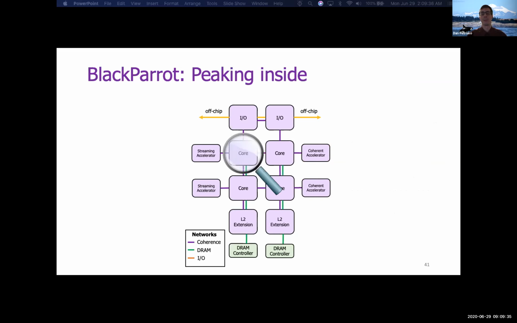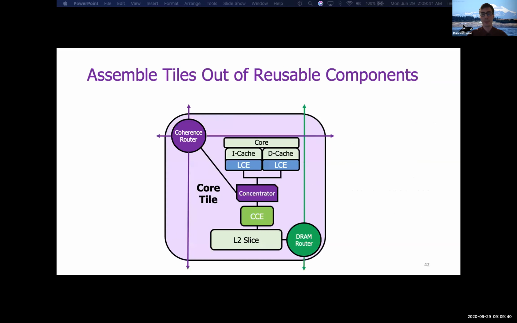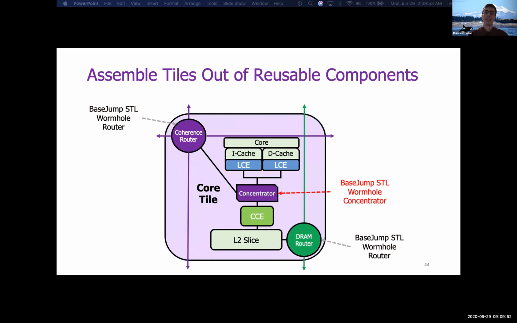Now we'll zoom into a BlackParrot core tile and examine the uncore components that enable easy integration. Core tiles are the basic BlackParrot building blocks. They connect to the outside world through the open source wormhole routers provided by BaseJump STL. Wormhole concentrators provide one-to-n arbitration so that multiple components in a tile can communicate with the Bedrock network on a single router. A CCE maintains directory tags for a slice of memory, managing coherence among all tiles in the multicore. LCEs service misses and invalidations, which can come over the Bedrock network either locally or from other tiles.